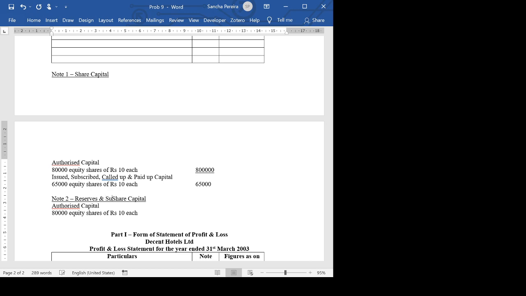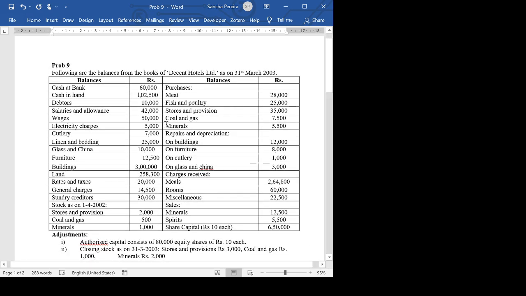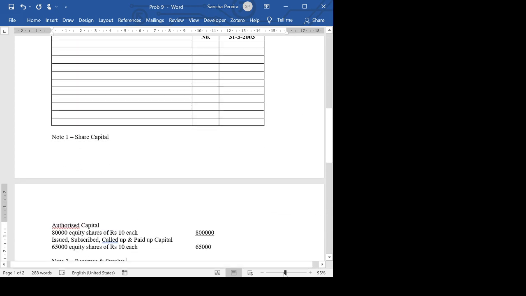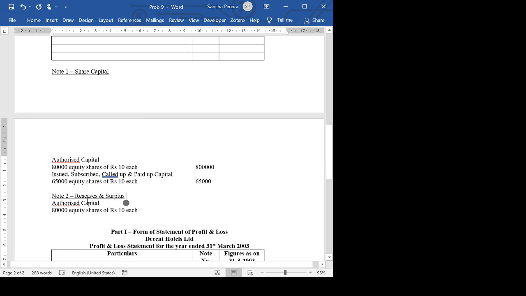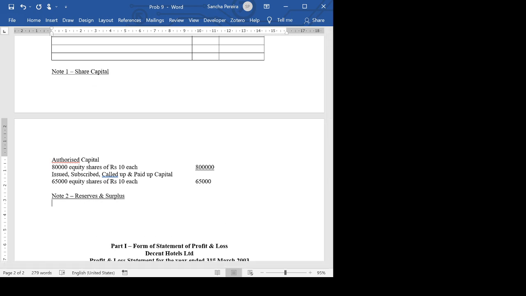Reserves and surplus. Okay. Now, in the problem, we don't have anything. If you remember, yesterday we have not discussed anything that goes in reserves and surplus from here. But can anyone tell me what will come under reserves and surplus? We don't have anything in the balances given to us, but what will have to come in reserves and surplus?